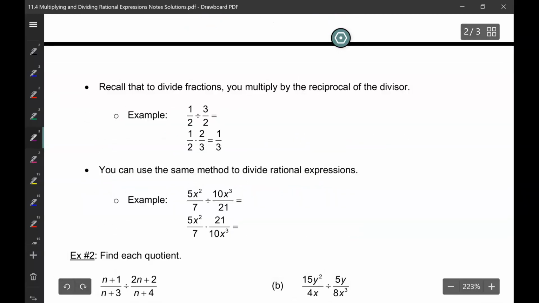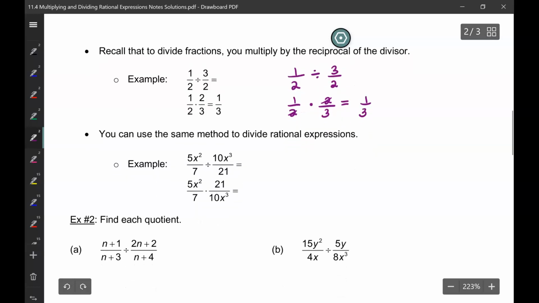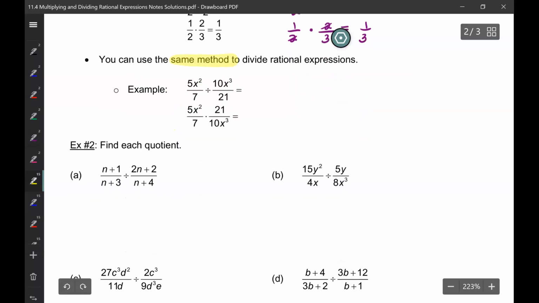Okay, so recall that when we divide fractions, you have to multiply by the reciprocal of the divisor. You might remember, in fact, my kids were just taught this, I'm thinking like 4th or 5th grade, but you might remember the keep, change, flip. So we keep the 1/2, we change the division to a multiplication, and we flip the second one. And notice here the 2's would cancel, so we're left with 1/3. So we're going to use the same method, the keep, change, flip, to divide rational expressions.